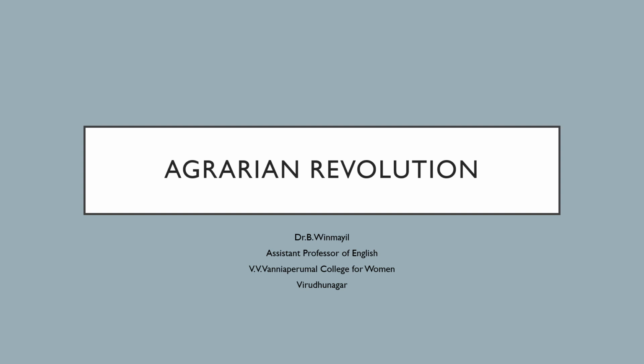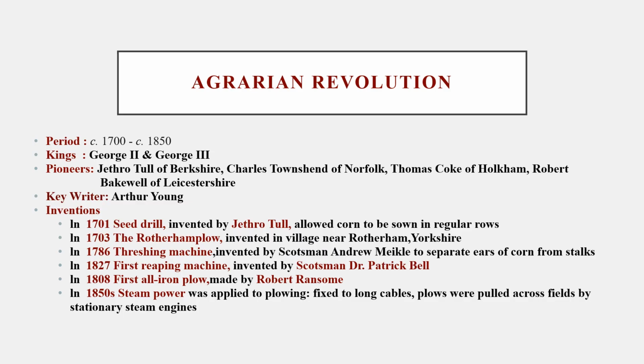Hi, today under social history of England, we are going to see the Agrarian Revolution. The term Agrarian Revolution implies the great changes that happened in the agricultural methods of England. The period runs between 1700 to 1850, during the reign of George II and then George III.